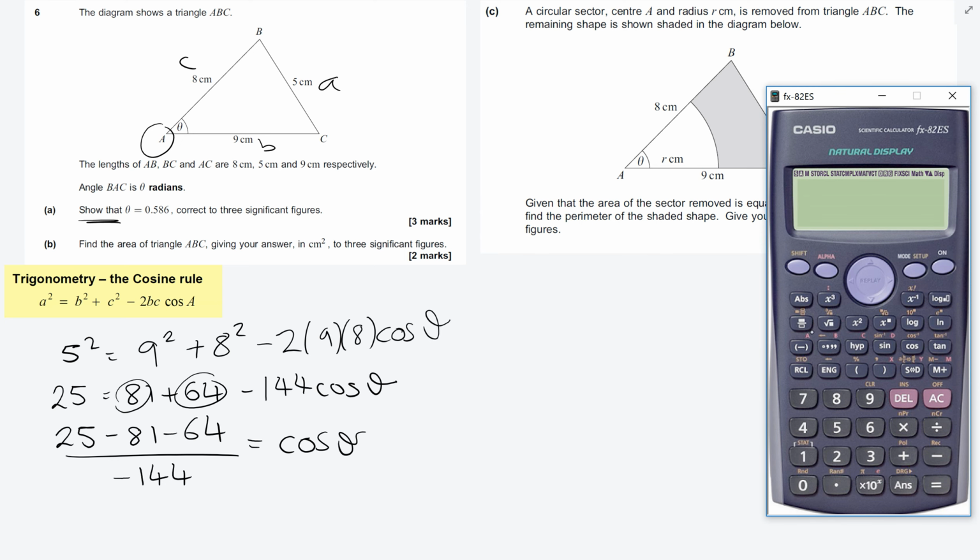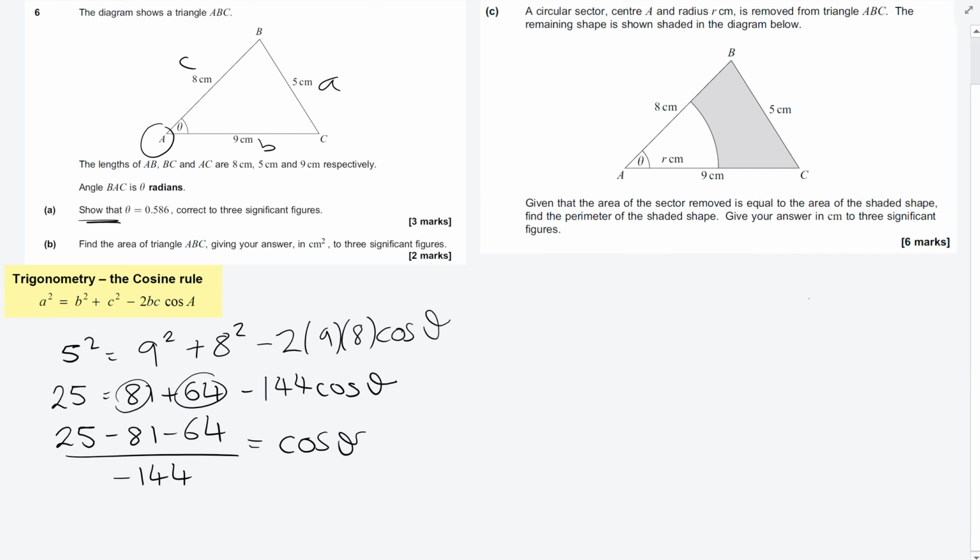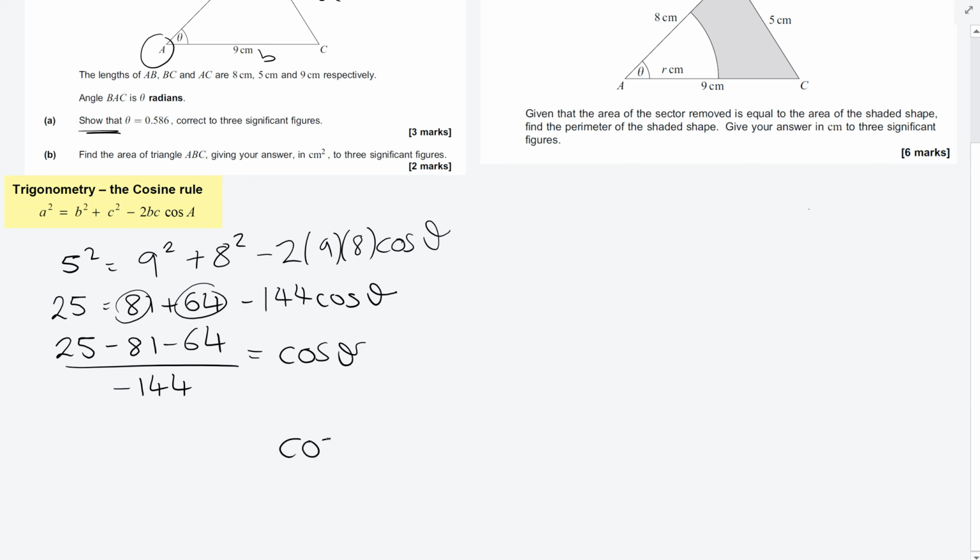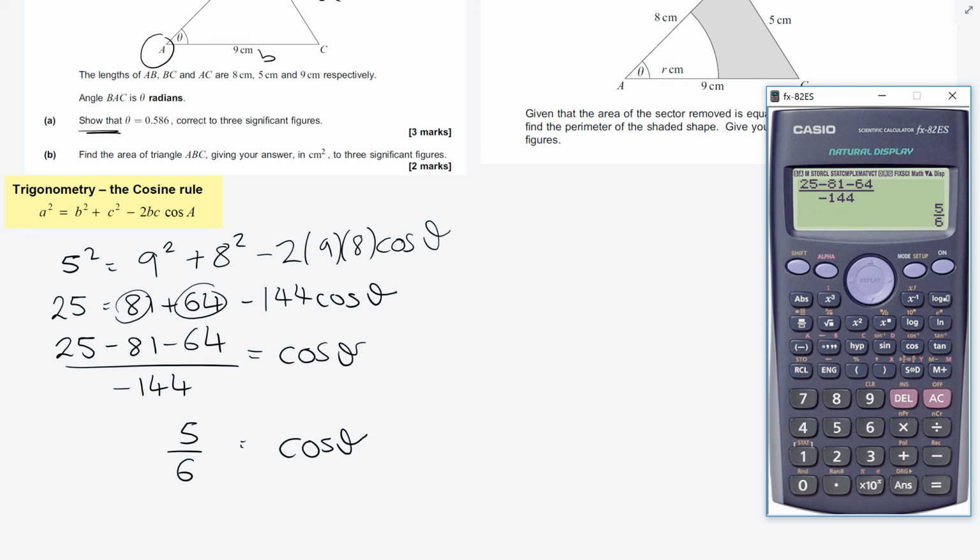So then back to my calculator. Let's just come off the screen a little bit. Back to my calculator, let's just pop these numbers in. So obviously what I'm doing here is I've shown my examiner what I'm going to do, and I'm now just doing it. So there we go, 144. So that comes to 5/6. So cos theta equals 5/6.